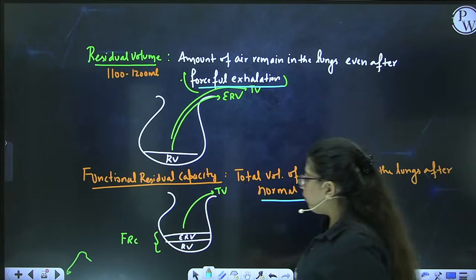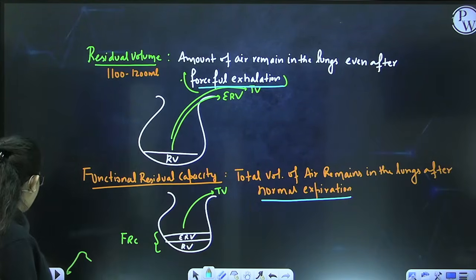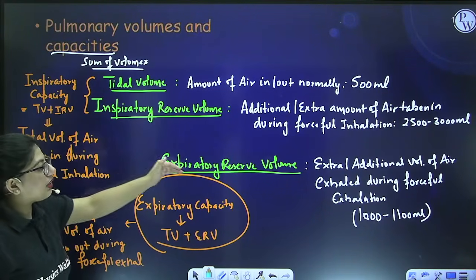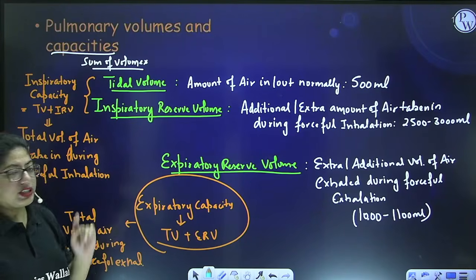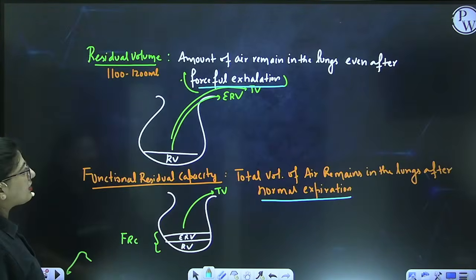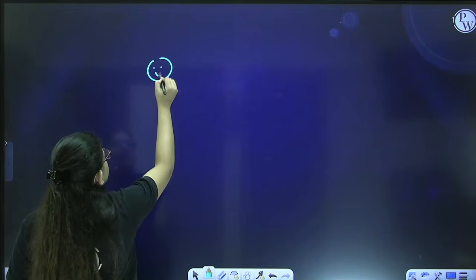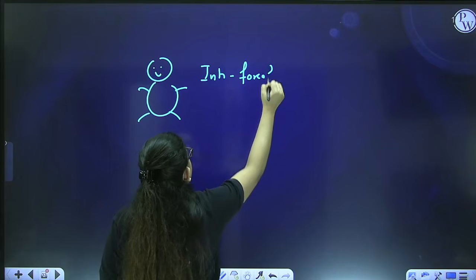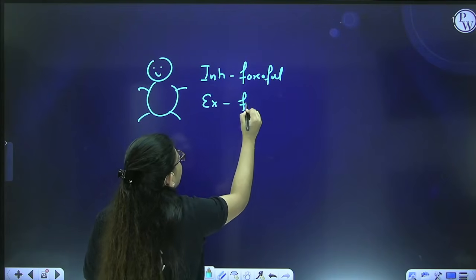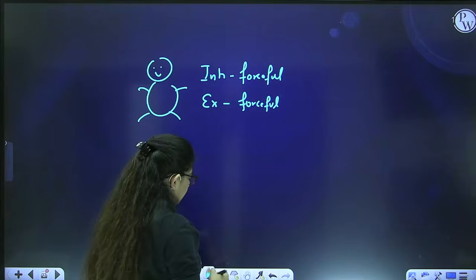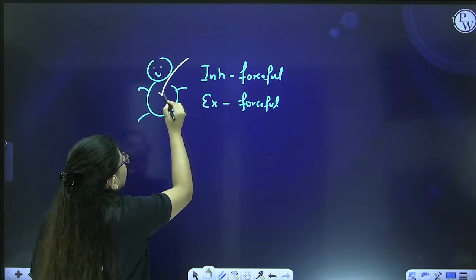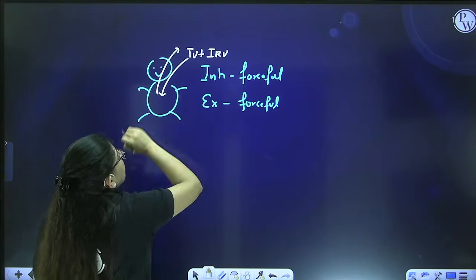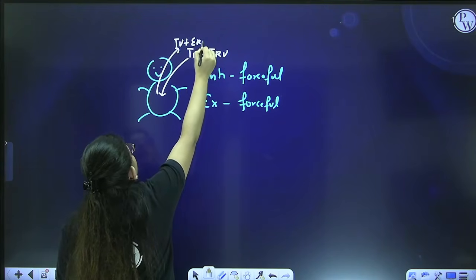Okay. Now, one more capacity that we have is vital capacity. Vital capacity is formed by the addition of these three: TV, inspiratory reserve volume, and expiratory reserve volume. For example, there is a person who is inhaling forcefully and also exhaling forcefully. What is this person taking in and taking out? During inhaling forcefully, the person takes tidal volume plus IRV, and during forceful exhalation, also tidal volume and ERV. What's the common?